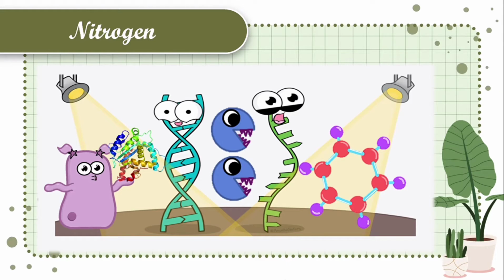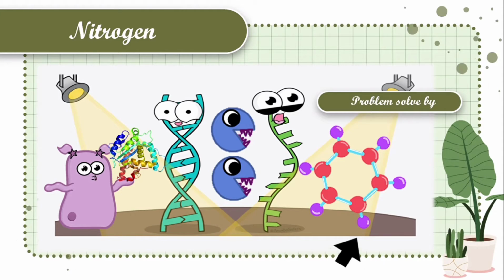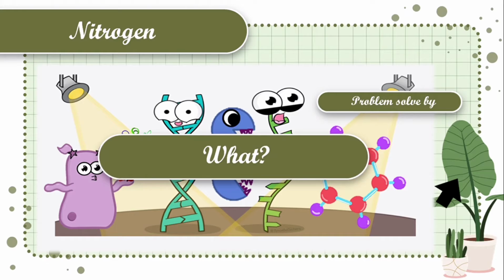But we don't get nitrogen easily from the air, like oxygen. The plants play a big role to help us get the nitrogen. But there's another problem. Plants can only use nitrogen in the form of nitrate. So we have to consider the 5 steps in the nitrogen cycle.